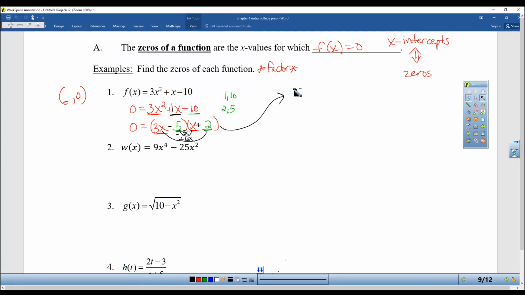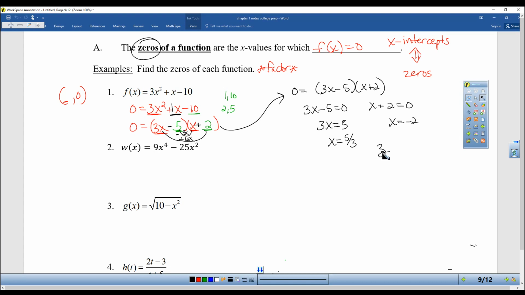All right, I'm going to finish this one up here. So 0 is equal to 3x minus 5 times x plus 2. So when you have two factors that make 0, one of the two factors is actually equal to 0. So you can set them both equal to 0, and then you can solve them. x is equal to 5/3, and x is equal to negative 2. So when you're listing zeros, you can just list them. The zeros are negative 2 and 5/3.